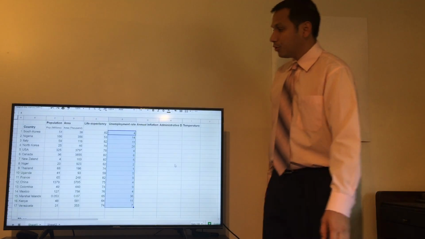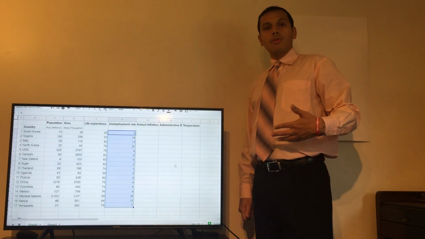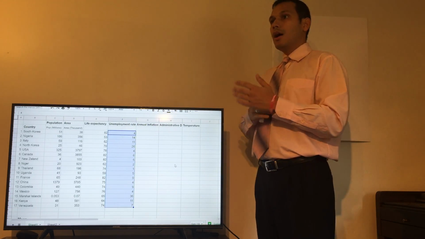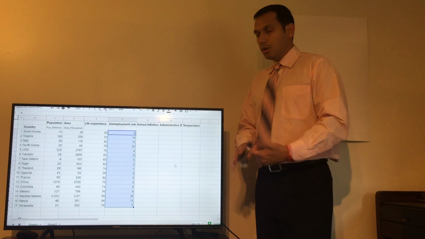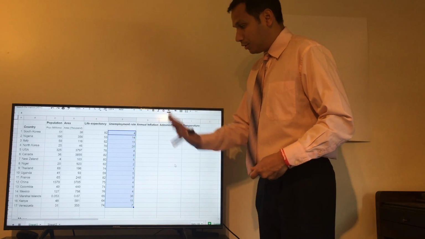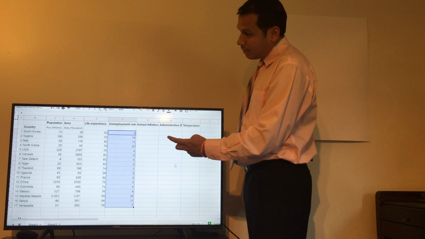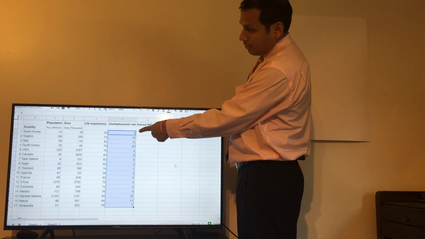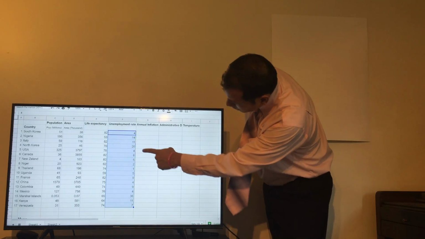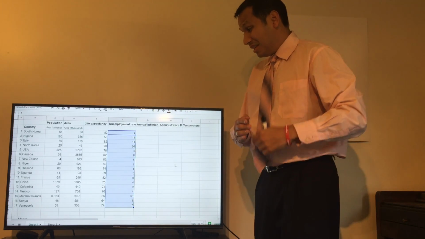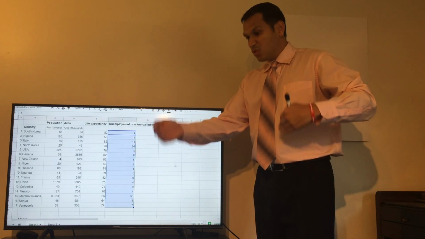Then students researched the unemployment rate. The unemployment rate is actually a percentage. What it tells us is, out of 100, how many people don't have a job, and those are adults. Children are not considered in this statistic. So, for example, in South Korea, the unemployment rate is 4%. But in North Korea, it is 26%. That means that out of 100 adults, people who can work, 26 are unemployed.